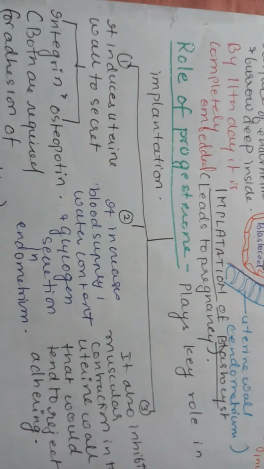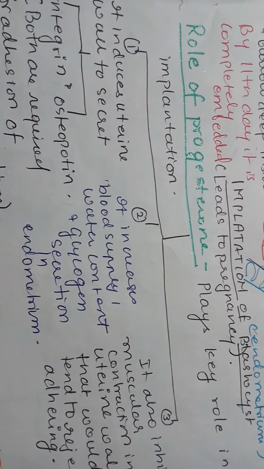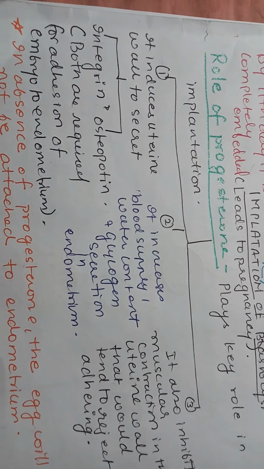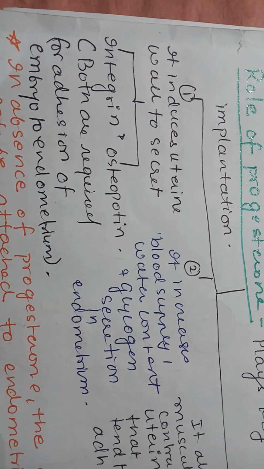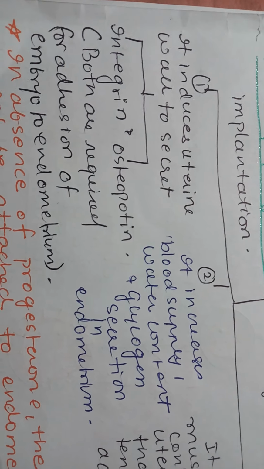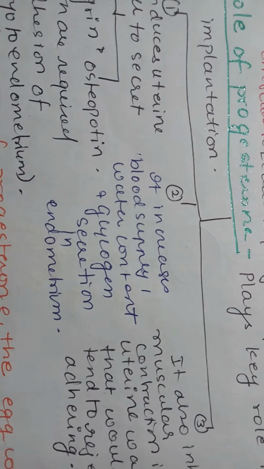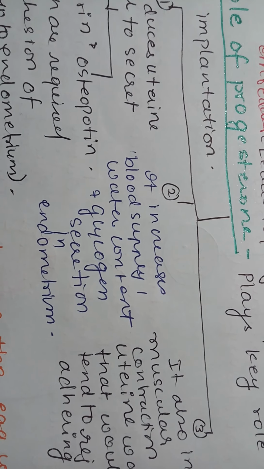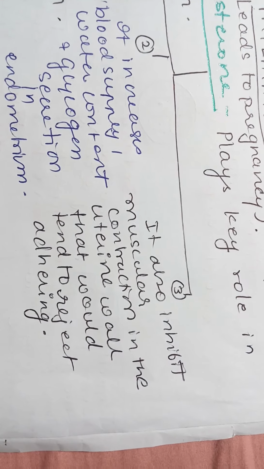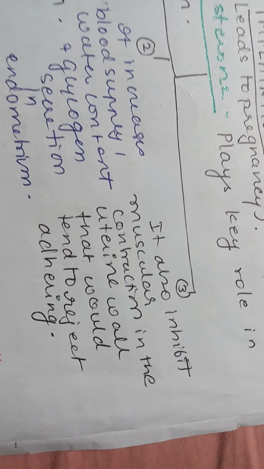Now a very important role is played by the hormone progesterone. We have already discussed this. Here we will discuss its role in implantation. It plays a key role in implantation. Number one, it induces the uterine wall to secrete two things, integrin and osteopontin. Both are required for adhesion of the embryo to the endometrium. Second, it increases blood supply, water content and glycogen secretion in the endometrium. Third, it also inhibits muscular contraction in the uterine wall that would tend to reject the adhering embryo.